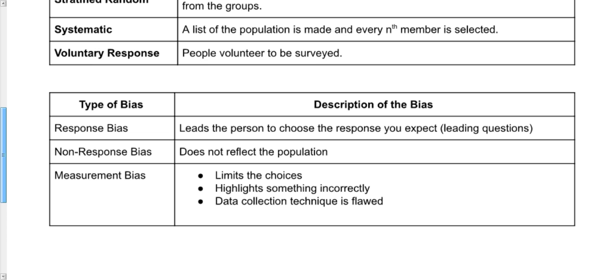A non-response bias is that your sample group does not actually reflect the population that you're interested in. Okay, so if I was interested in the TV viewing habits of 5-year-olds, it doesn't necessarily make sense for me to ask their grandparents when I could very easily ask the 5-year-olds themselves. And the last one is measurement bias. And measurement bias is that either I've limited your choices, I highlight something incorrectly, or my data collection method is flawed. So the way that I'm measuring is somehow defective. Okay, so those are the definitions that we talked about over the course of that particular unit on statistics.